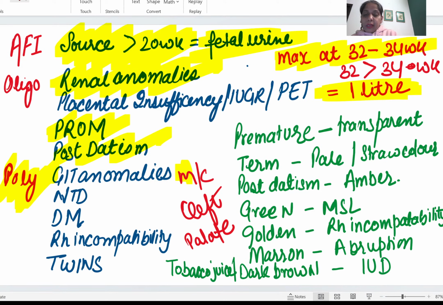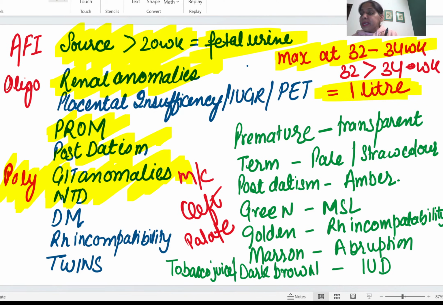Okay, so that is very simple. You just have to focus on GIT anomalies and NTD. The other reasons you already remember, and they are quite less asked. Now let us see the color of the amniotic fluid.